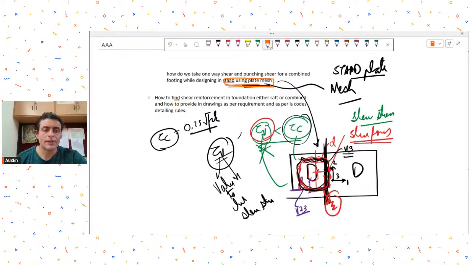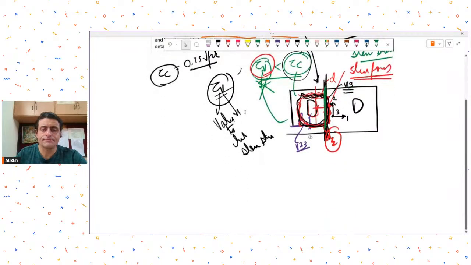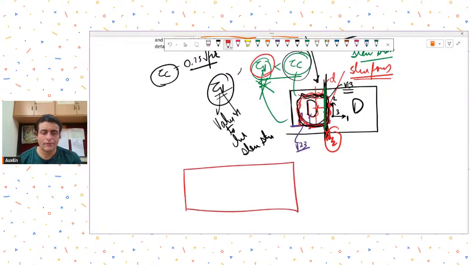Then this next query was from engineer Suraj: how to find shear reinforcement in foundation, either raft or combined, and how to provide it in drawings. So as I just explained, if you have decided to give the shear reinforcements, then you just find out, let's say, the shear force.